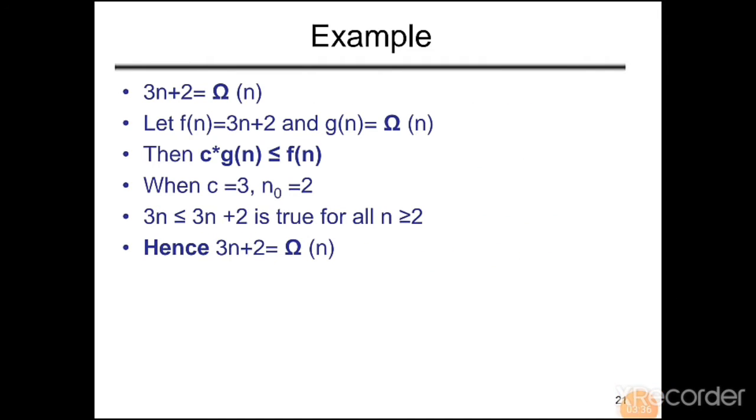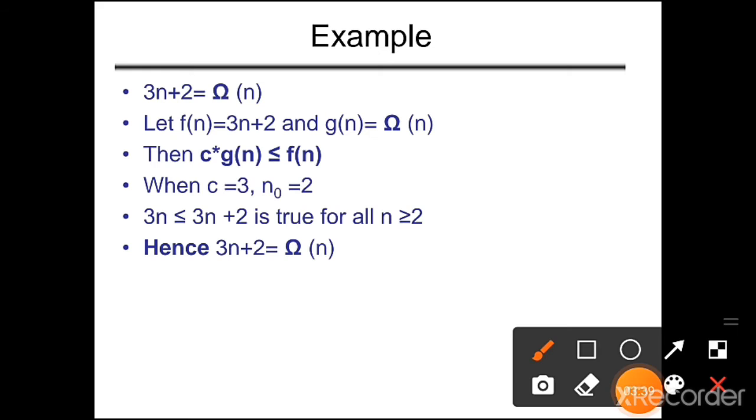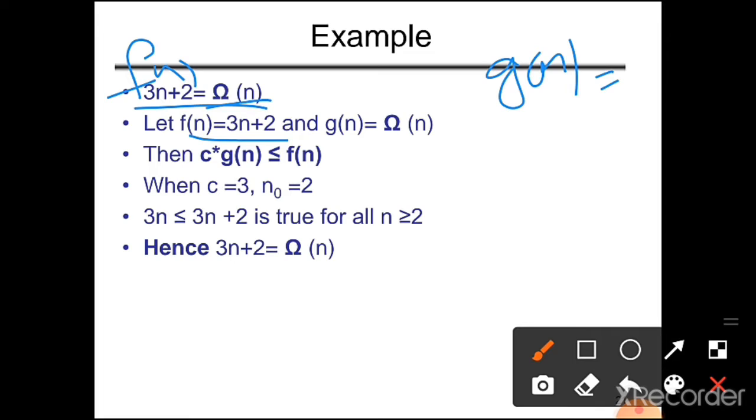And this is an example. Here we represent 3n plus 2, that is f of n. f of n is equal to 3n plus 2, and omega of g of n, so g of n is a function that is n.